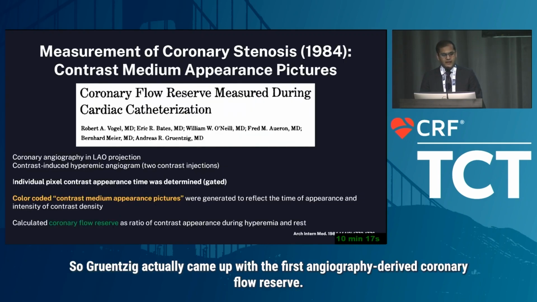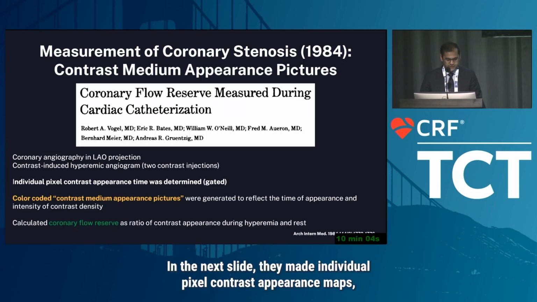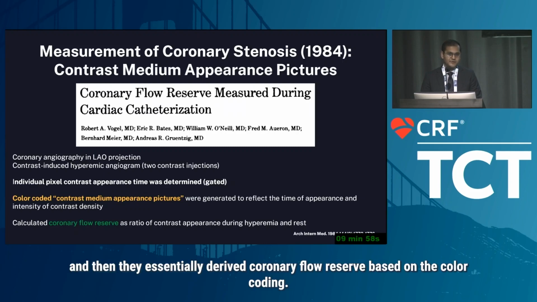So Grinsig actually came up with the first angiography-derived coronary flow reserve. So they came up with contrast medium appearance images. And so they took coronary angiograms, and then I'll show you an example of this in the next slide. They made individual pixel contrast appearance maps, and then they essentially derived coronary flow reserve based on the color coding.